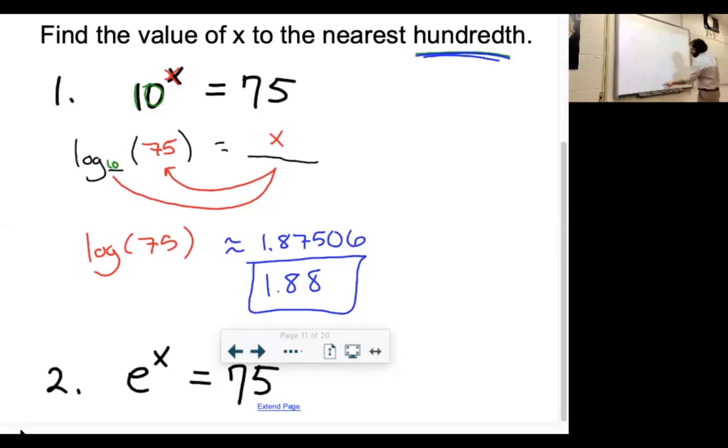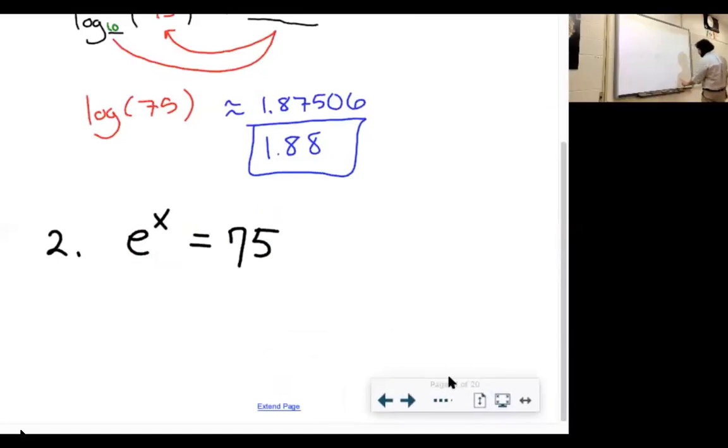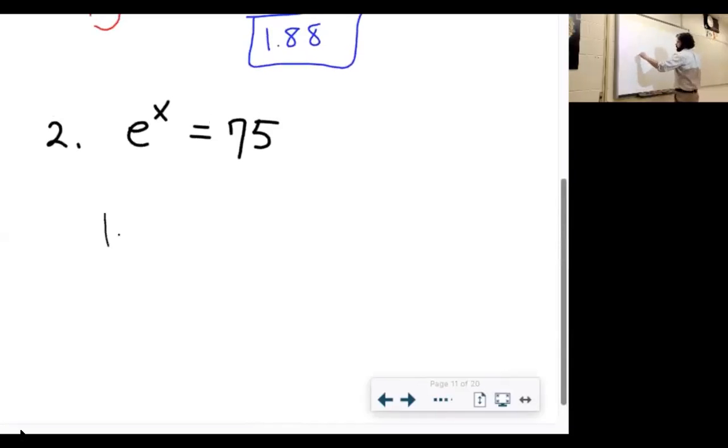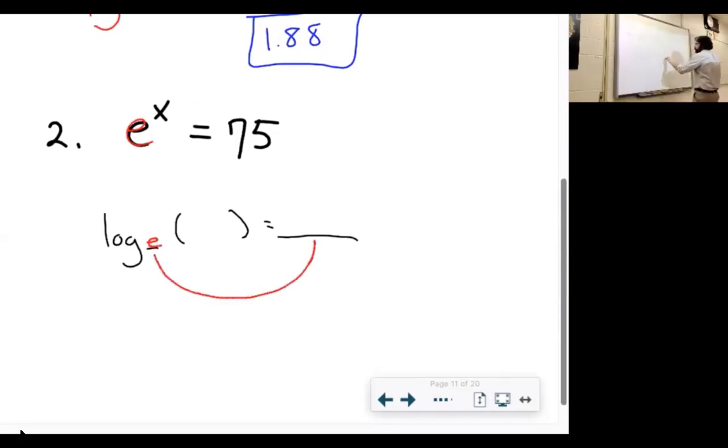Let's try number 2. Number 2, that e is the natural number e, Euler's number, 2.718. So at first, if you need to, set it up: start with a basic empty logarithm. The base of our exponential idea here is e, so the base of my log is e, and then it's e to what exponent? Well, in this case, it's x, because this is my exponent, is equal to the argument of 75.